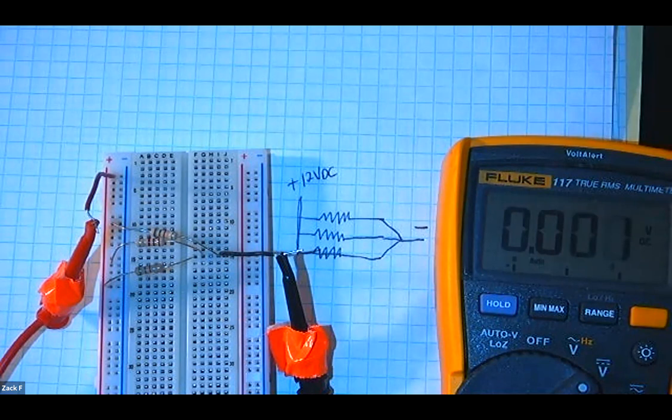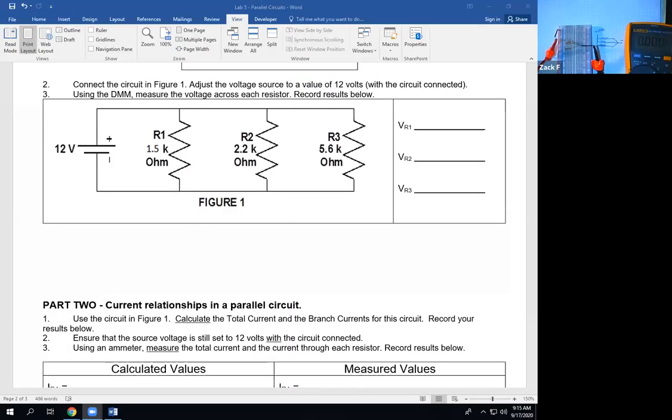Now, how can I calculate what the total current is and what the current across each run would be? Any ideas? No? Okay, let me tell you, since you're such a lively crowd today.